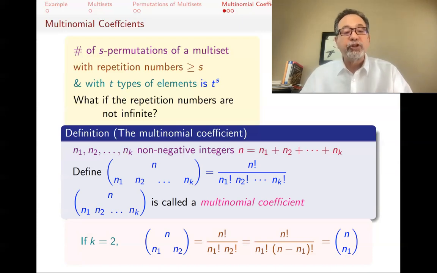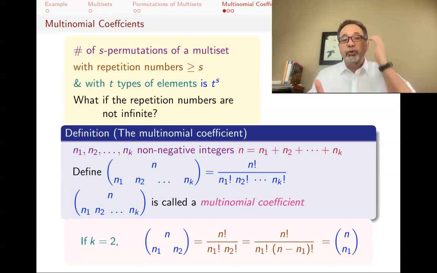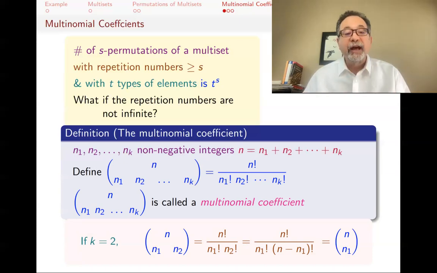A binomial coefficient is when you have two things, n1 and n2, and you're finding n choose n1, n2. But you can write down this number. This is a number. I haven't told you what it's good for. I will in a second. But this is called a multinomial coefficient.